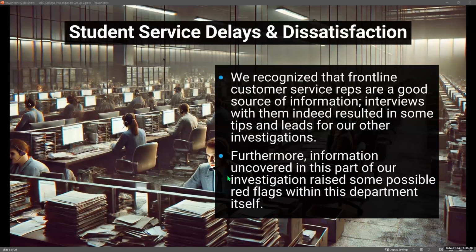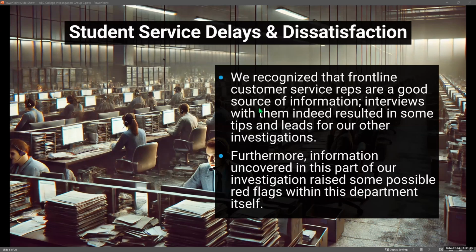So another area that we looked into was student service delays and dissatisfaction, when students call in needing help with this or that. One of our motivations for focusing on this area, getting back to anonymous tips and rumors, is that we recognize that frontline customer service reps are a good source of information. They kind of have their finger on a lot of pulses. They catch wind of a lot of things. So interviewing them indeed did result in some tips and leads for our other sub-investigations.